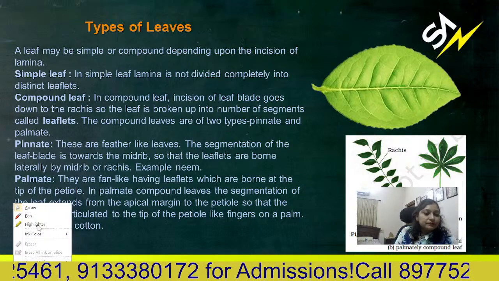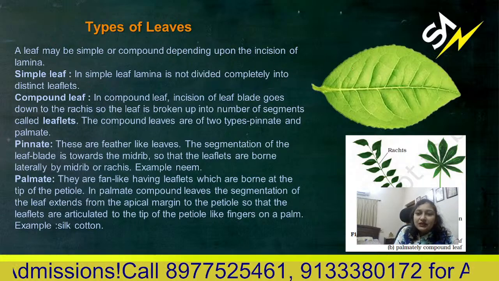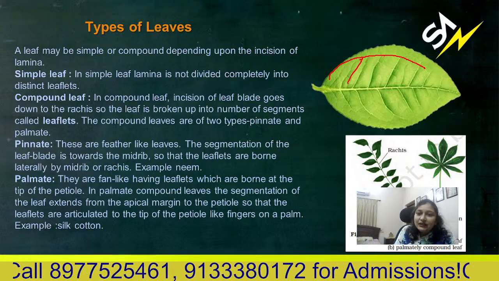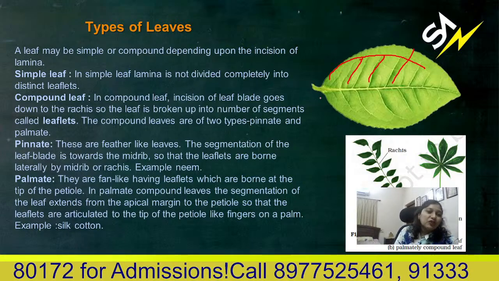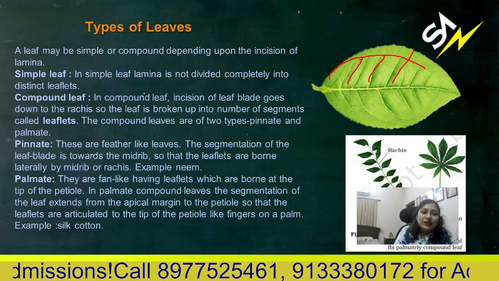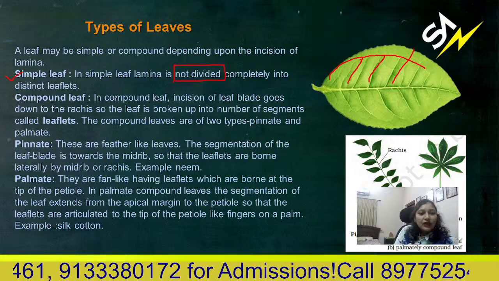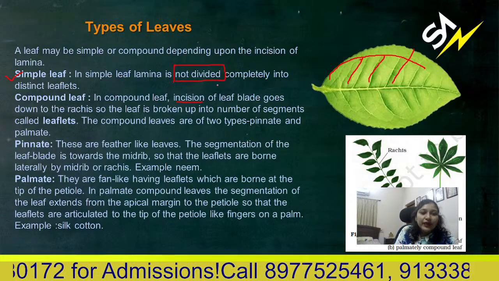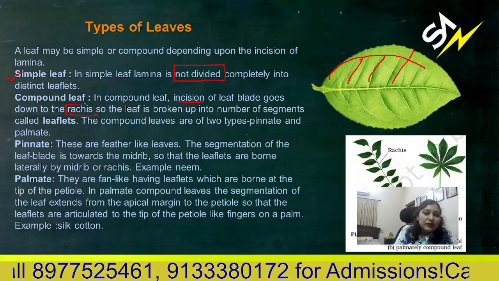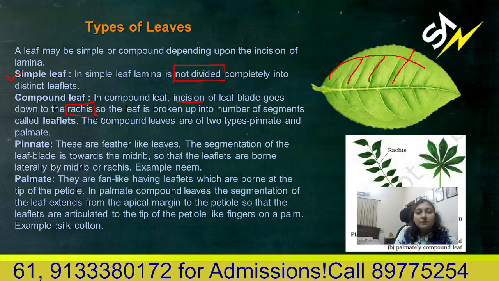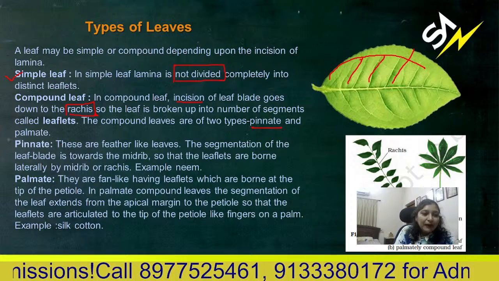Then types of leaves. A leaf may be simple or compound depending upon the incision of the lamina. That means this is a complete lamina. If there are incisions like this, it is divided into different segments. Accordingly, there are different types of leaves. If there are no incisions or leaflets, the lamina is not divided, and it is called a simple leaf. If the incision of the leaf blade goes down to the rachis, the leaf is broken up into a number of segments. What is the rachis? It means the midrib. The midrib of a simple leaf becomes the rachis of the compound leaf. Compound leaves are of two types: pinnate and palmate.